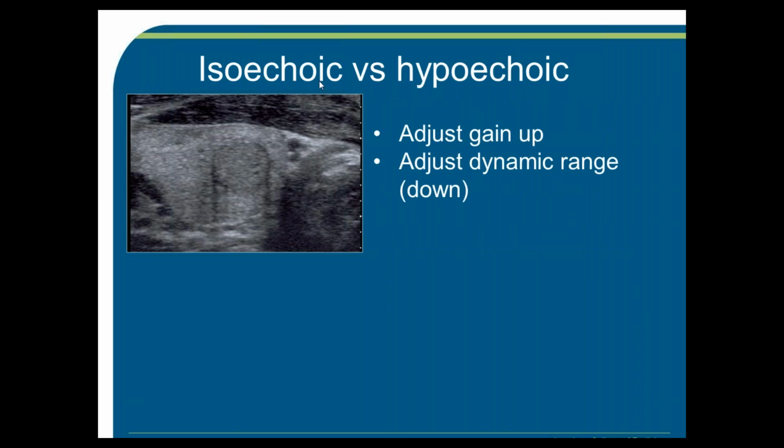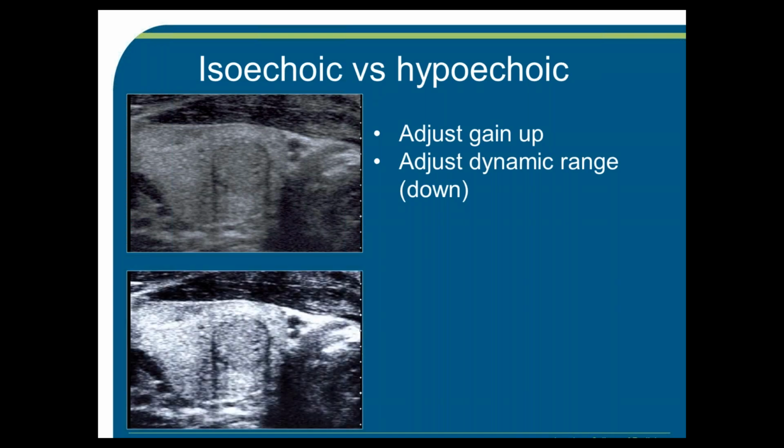Now, specifically in distinguishing isoechoic from hypoechoic, there are some tricks that you can use. This is the image that was originally taken of this nodule, and it looks like it probably is a little hypoechoic to the surrounding parenchyma. But it's a close call. If you increase the gain, sometimes that helps. And I think it's a little bit more obvious here that this is a hypoechoic nodule.